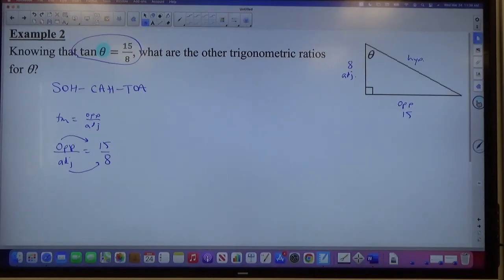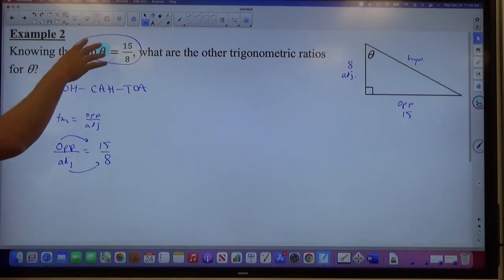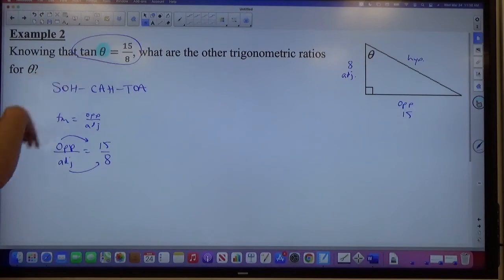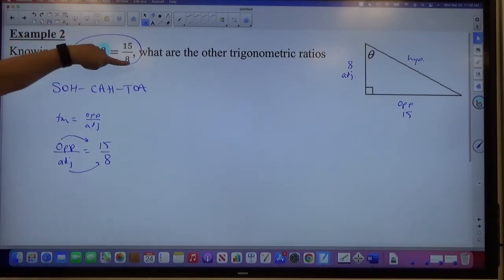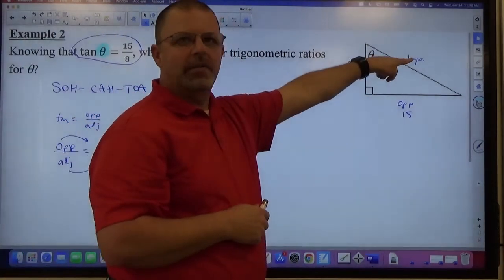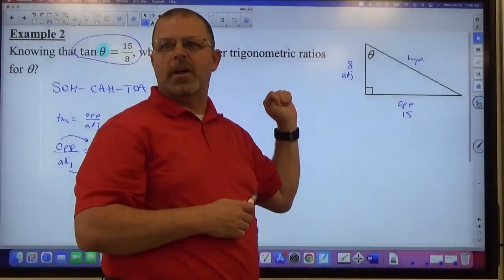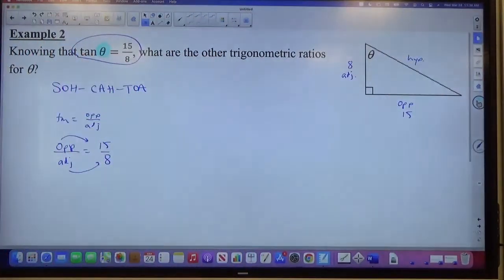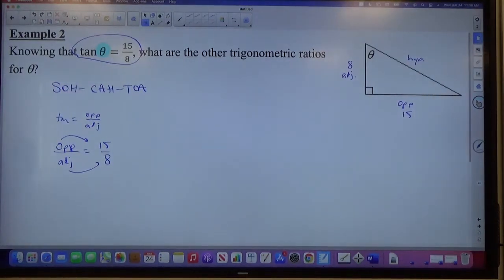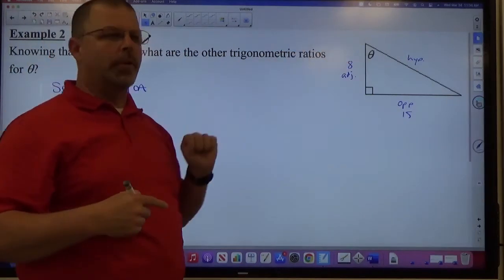If they had said sine of theta is equal to 15, or they couldn't say that, because sine has to be less than 1. But suppose they said sine of theta equals 15/8. Then opposite over hypotenuse: opposite 15, hypotenuse 8. That obviously doesn't work because the hypotenuse is supposed to be the longest side, so that would be impossible. But again, whatever they tell you, use that information to identify what sides they're giving you so you can fill in your triangle with 2 of the 3 sides.